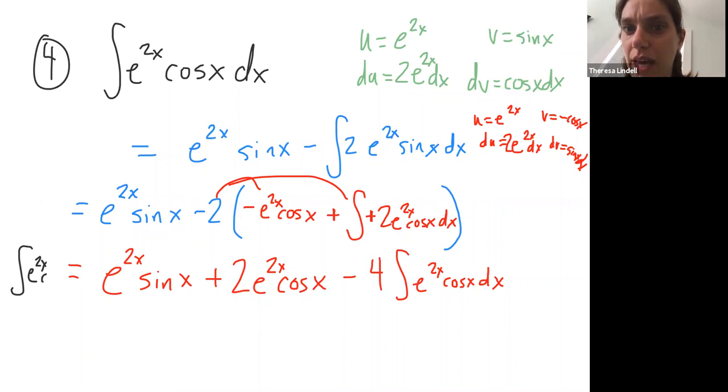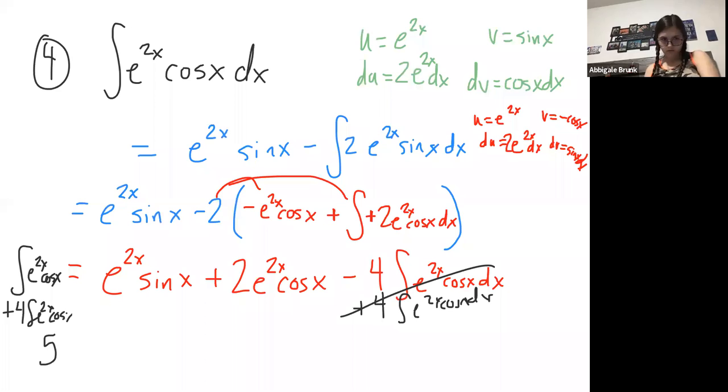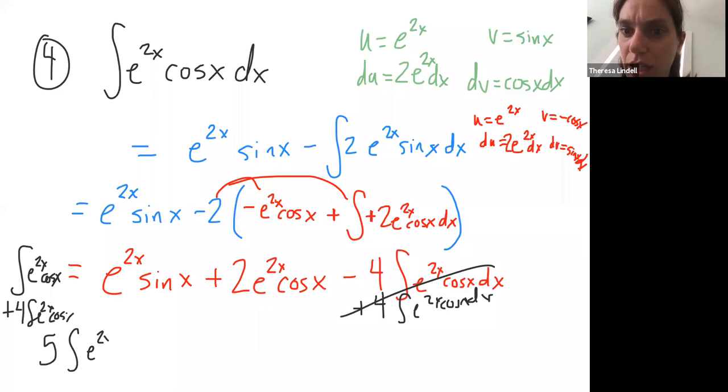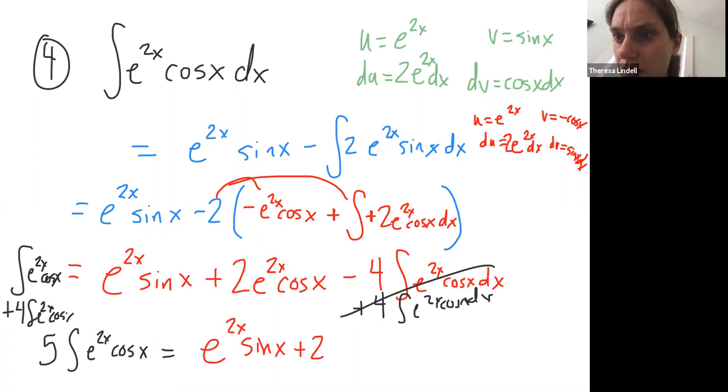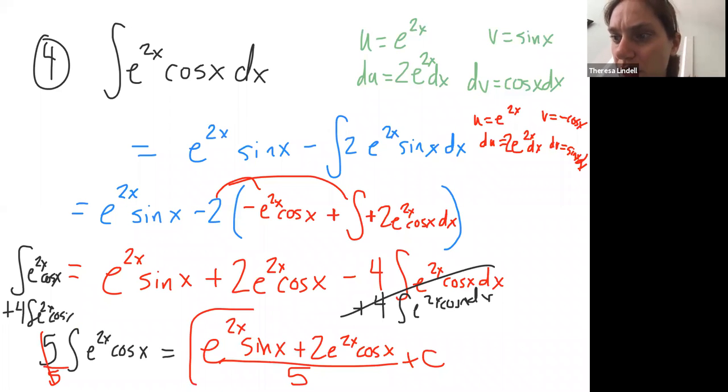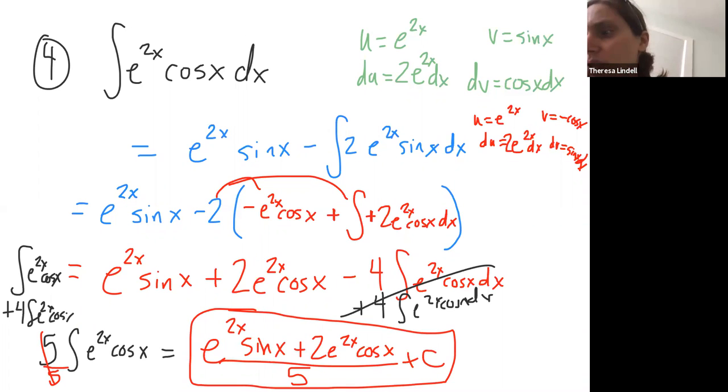And then we see that that matches the original, but this time we got to add 4 of these. So a lot of times we're dividing by 2, but in this case, what are we going to divide by? 5. Yeah. So we're going to have 5 integral e to the 2x cosine x equals e to the 2x sine x, and then plus 2e to the 2x cosine x. And then it's going to be all over 5 plus c. We're going to divide by 5. And so this is your final answer. Basically, you just have to know that one of those is coming. How's everybody with that?